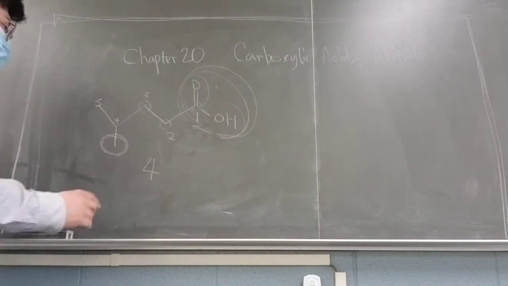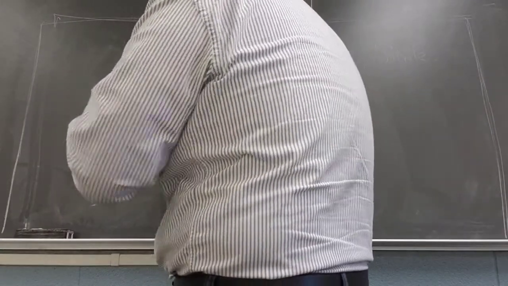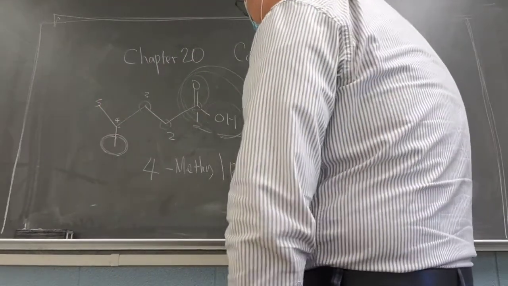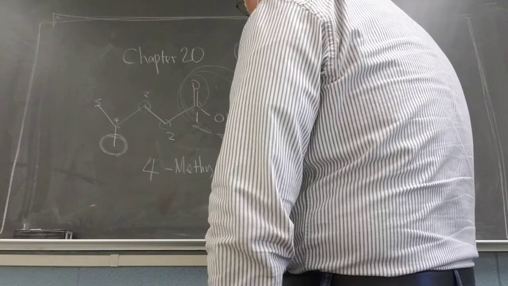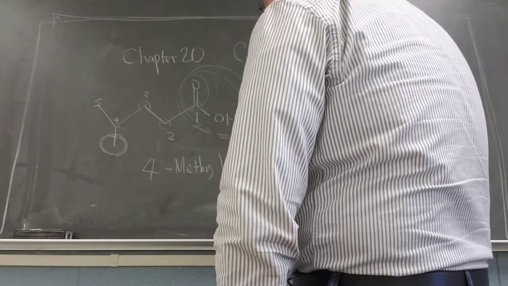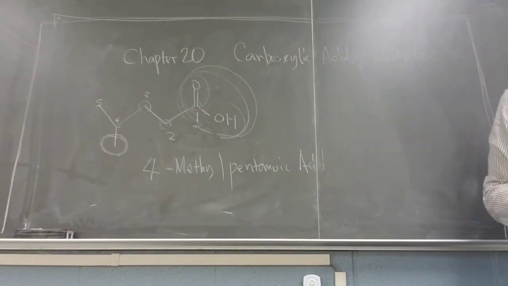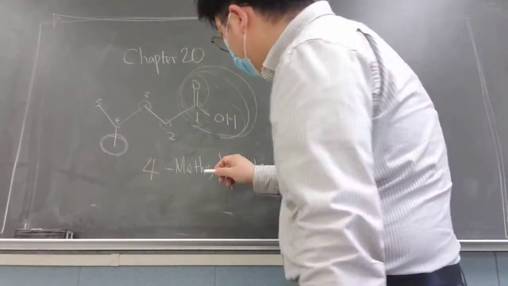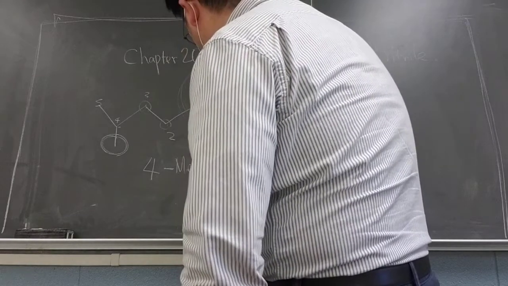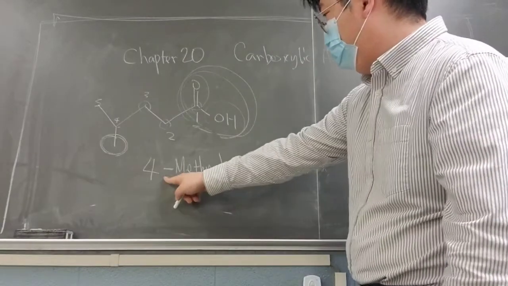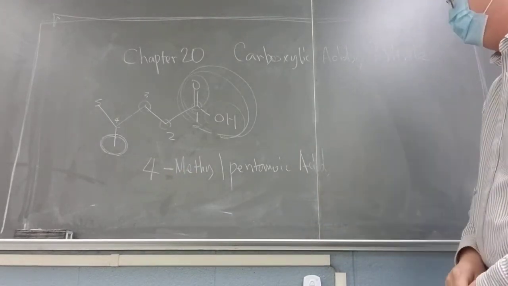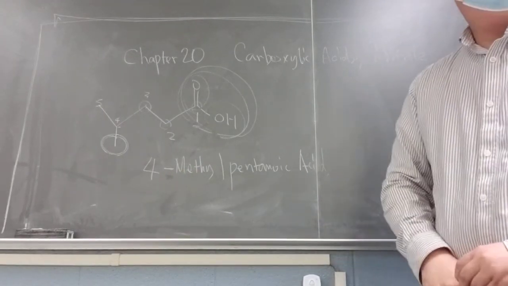So in this case, this will be 4-methyl, 1, 2, 3, 4, 5, right? So it'll be pentanoic acid. Makes sense, right? Is there a dash between methyl and pent? With this one, yes, there is a dash after the 4, before methyl. Okay, gotcha. That makes sense, right?